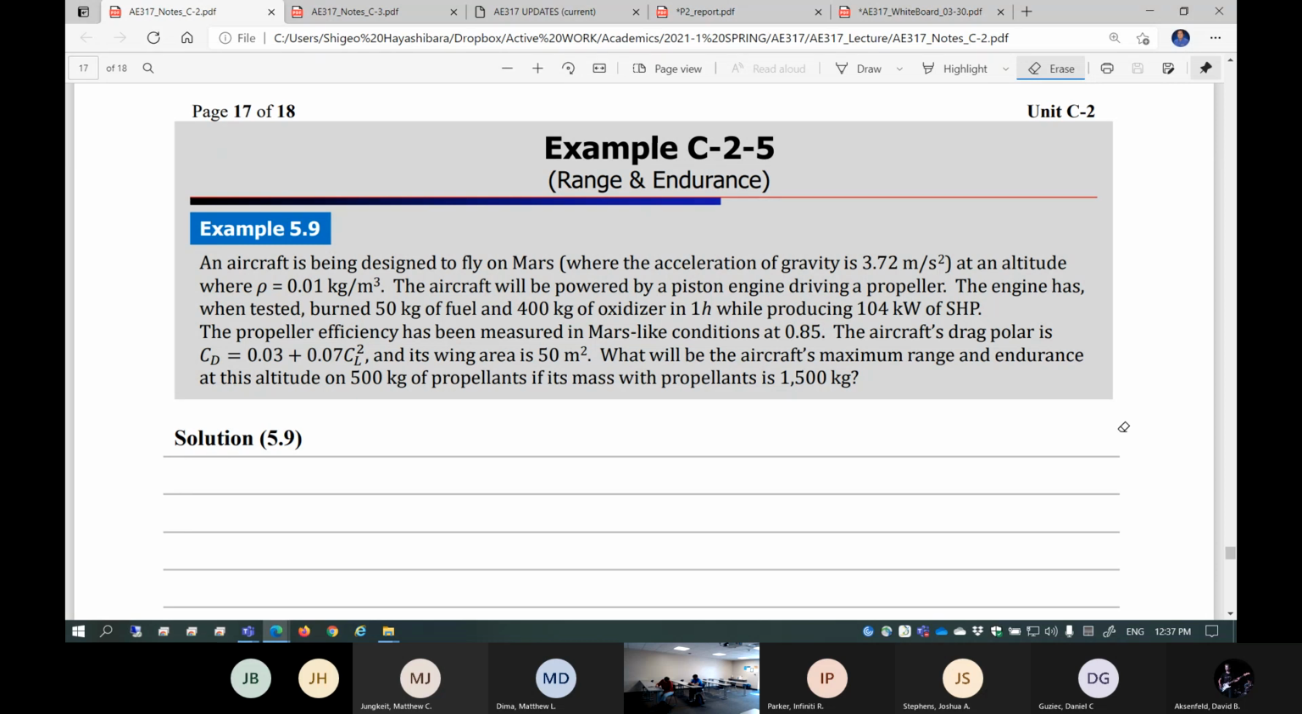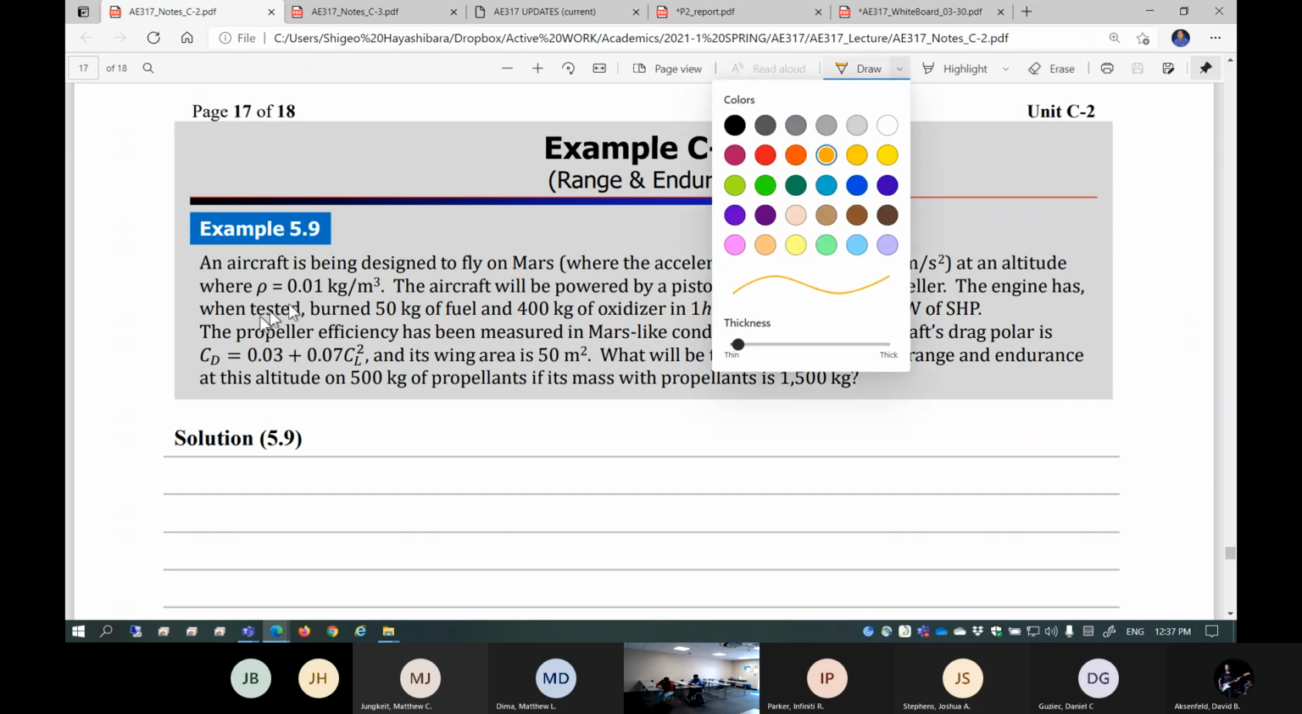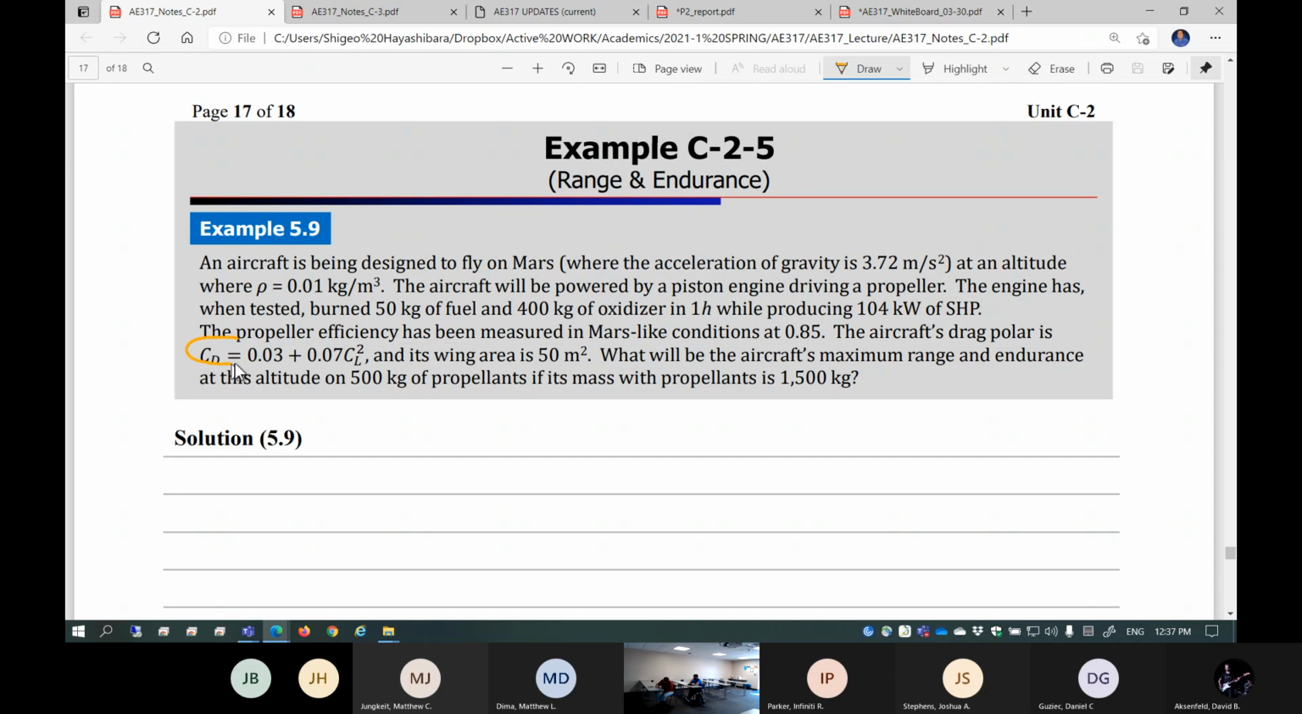I don't know if it's true, but the aircraft's drag polar is given. CD is 0.03 plus 0.07 CL squared. One important question for each team is, this is what you need out of X-5, you know, ultimately speaking.